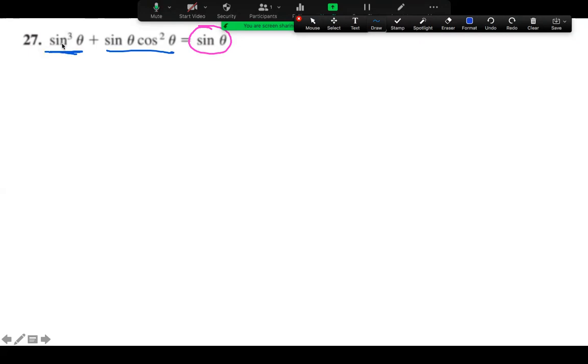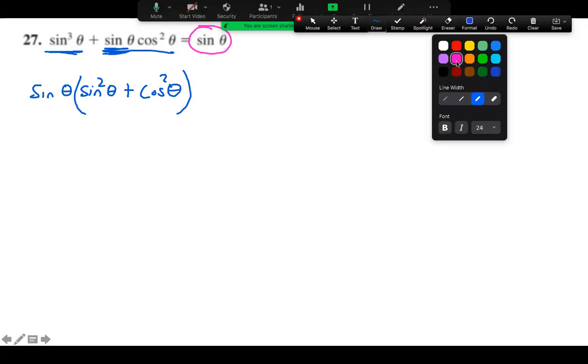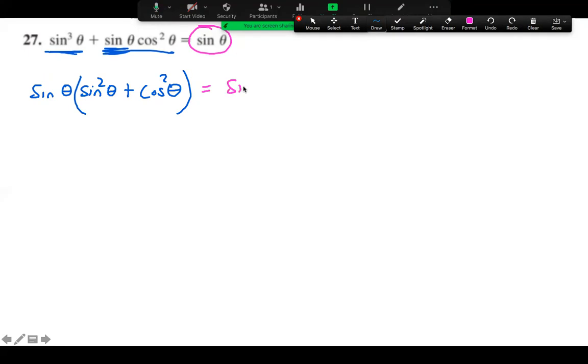Since this one's sine cubed and this one's just plain sine, that is the most I can factor out. So if I factor that out, I pulled out or divided out a sine theta from sine cubed. That leaves me with sine squared, plus, I factored out the sine theta, so now I just have to bring down the cosine squared theta. And all of that has to ultimately equal sine theta.